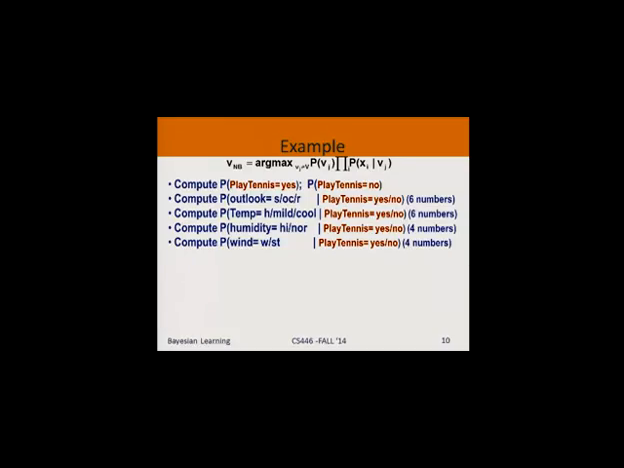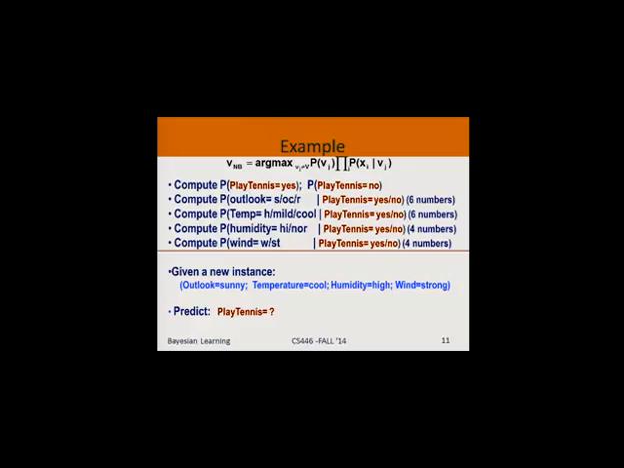Very simple. The only thing I want you to make sure of is that I have a lot of numbers here, right? So P of outlook given yes: sunny, overcast, rainy, 3 numbers here, 3 numbers here, and so on. I have a lot of numbers, and I have to compute all these numbers at learning time.